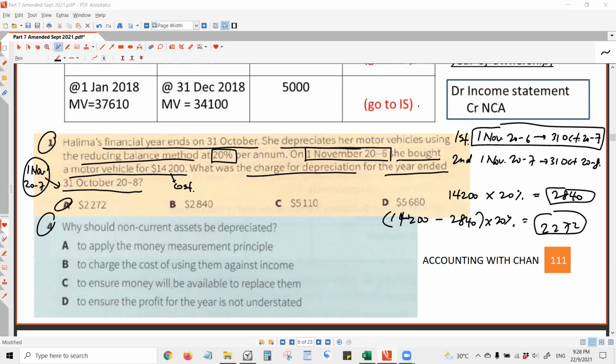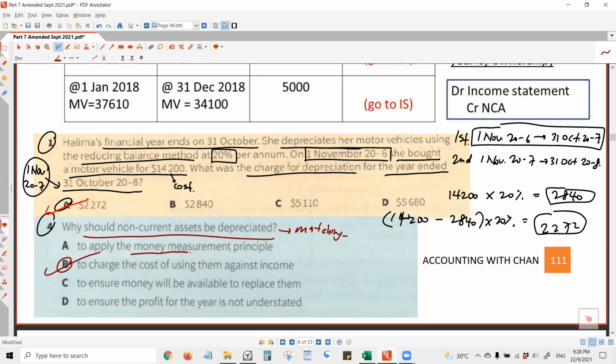Okay, now question 4. Why should we depreciate NCA? Earlier, I keep talking about the matching principle, right? You want to match incomes against expenses. It is consistent with B. Answer is B.